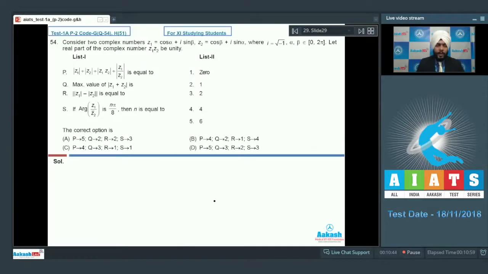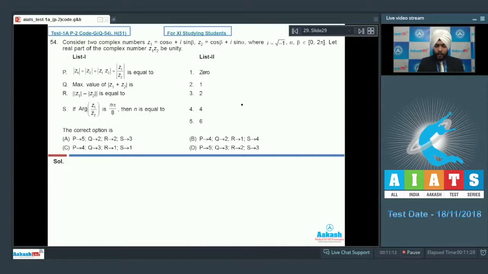Okay. So coming on to the last question of this paper. Consider two complex numbers z1 equal to cos alpha plus iota sin beta and z2 equal to cos beta plus iota sin alpha, where iota is under root of minus 1. And alpha and beta belong to 0 to 2 pi, the complete angle. Let real part of the complex number z1 z2 be unity. All the 4 parts are related to z1 and z2. We have to solve all the 4 parts. Else we have to solve at least z1, z2 and the condition given above.